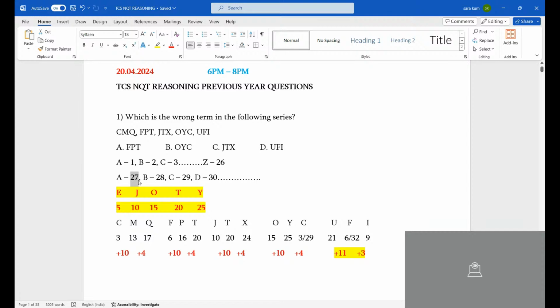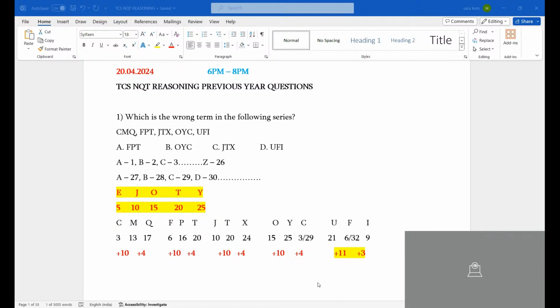So A can be written as 1 or 27. There are situations where writing it as 27 will be very useful for you. Similarly here, writing C as 29 instead of 3 is useful for us. I'll show you how. Just remember that if you know one of the numbers and want the next number, just add 26. So 1 plus 26 is 27, 2 plus 26 is 28, 3 plus 26 is 29.